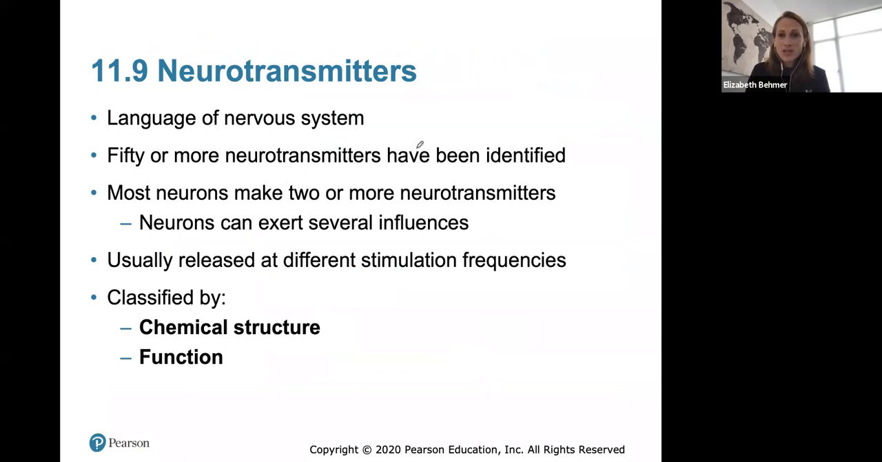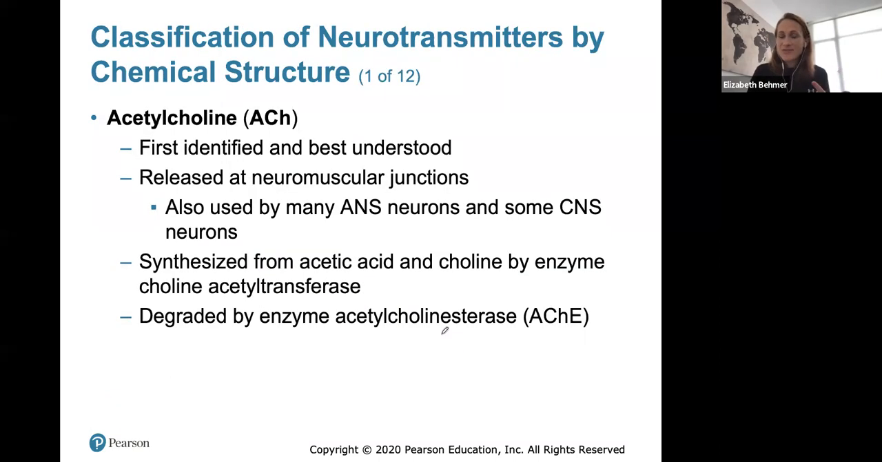Neurotransmitters then. Neurotransmitters are the language of the nervous system. There are 50 or more neurotransmitters that have been identified, and most neurons make 2 or more types of neurotransmitters. They're usually released at different stimulation frequencies, and they're classified by their chemical structure and their function. The big one that I want you to know is acetylcholine. It's the first identified, it's the best understood, and it's released at the neuromuscular junction. So when the neuron comes in to generate a stimulus to a muscle cell, it's synthesized from acetic acid, and it's always degraded or controlled by the enzyme acetylcholinesterase.